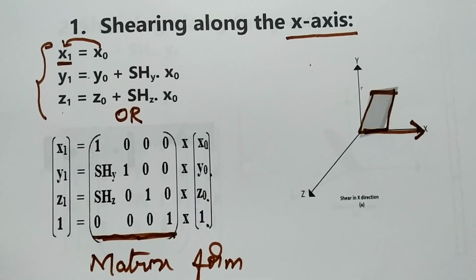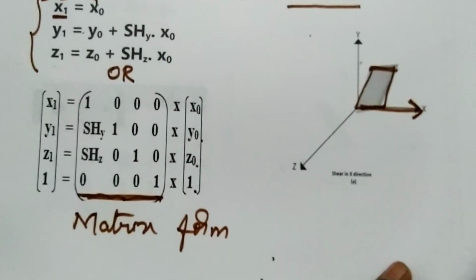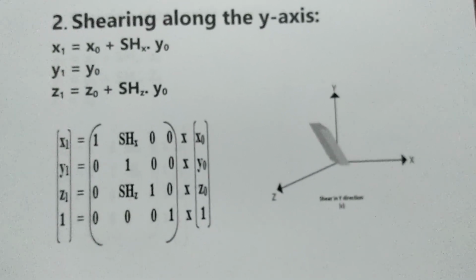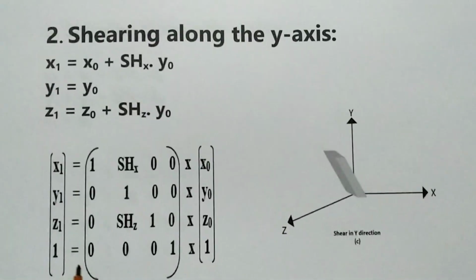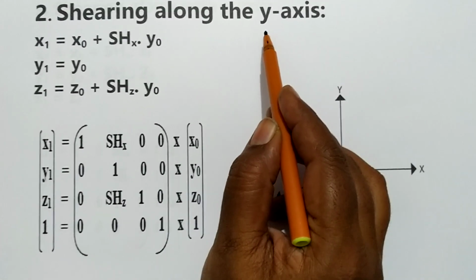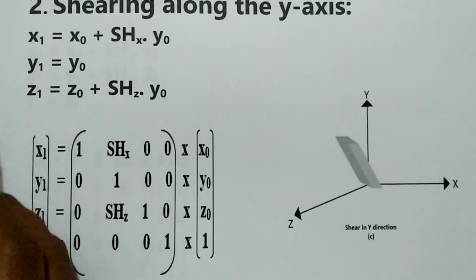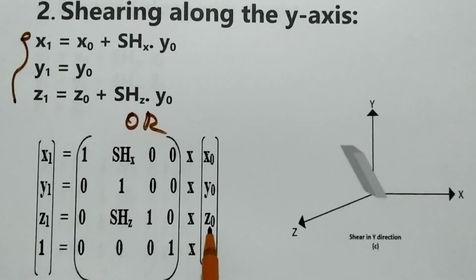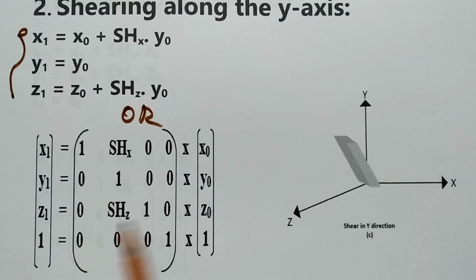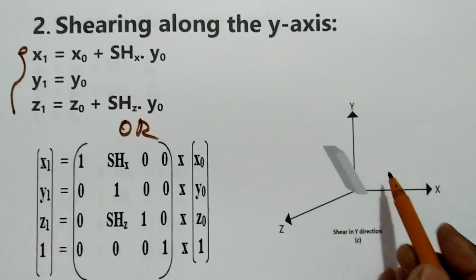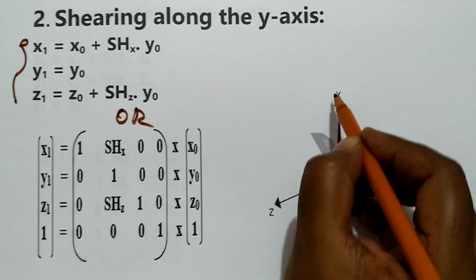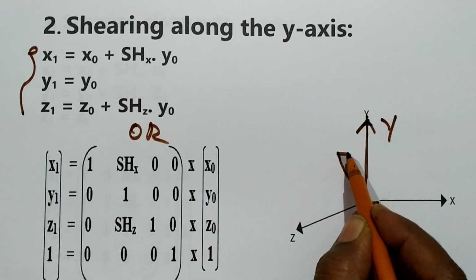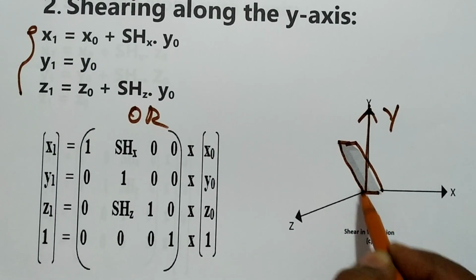Similarly, next we'll discuss another way of shearing a 3D object in the XYZ plane. So another method is what? Shearing along the y-axis. If you want to perform shearing along the y-axis, again as we discussed previously, we need to use this equation or you can use a matrix form. When you apply this equation or matrix form, we can shear an object along the y-axis. You can look at this. This is called what? The y-axis. Your object has slanted. The original object has slanted along the y-axis.